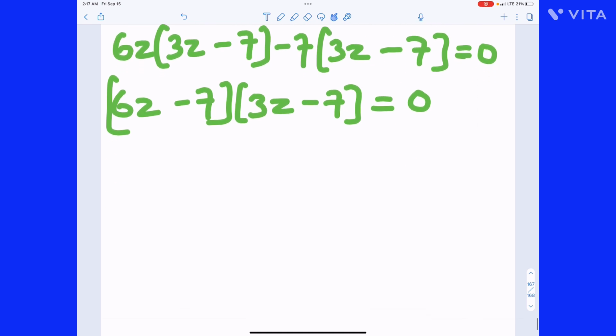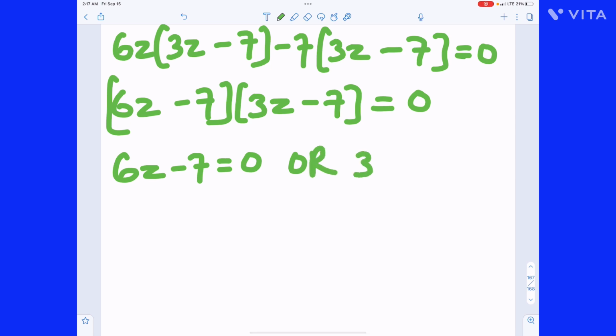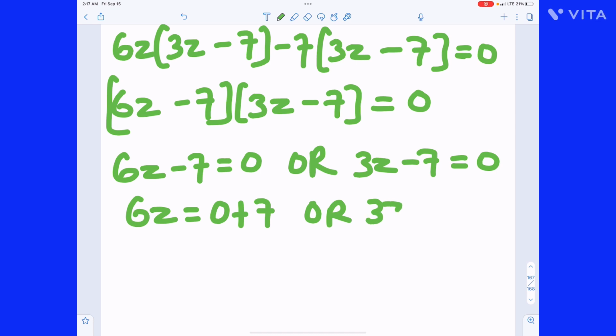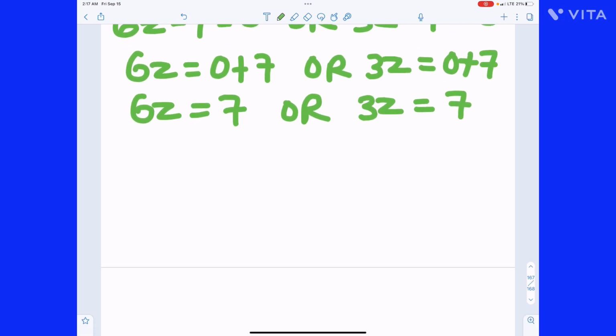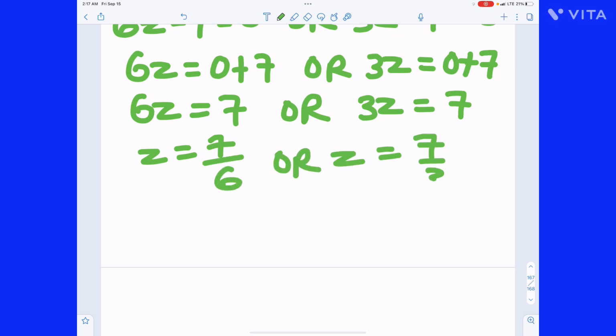So moving on, I'll get 6z minus 7 is 0, or what? 3z minus 7 is 0. So 6z is 0 plus 7, or 3z is 0 plus 7. So 6z is 7, or 3z is what? 7. z is what? 7 over 6, or z is 7 over 3.